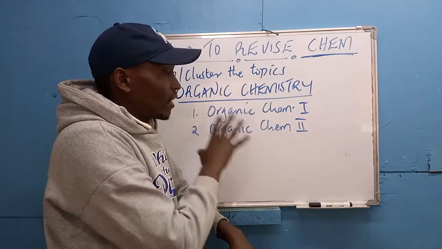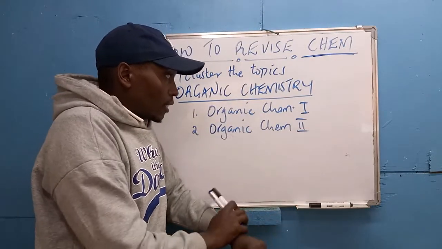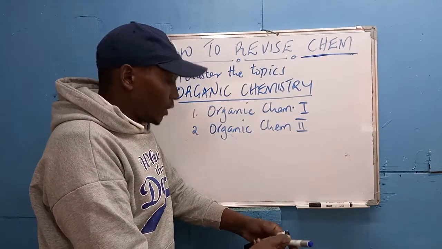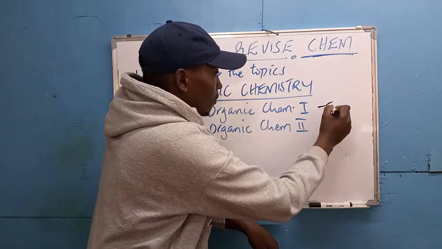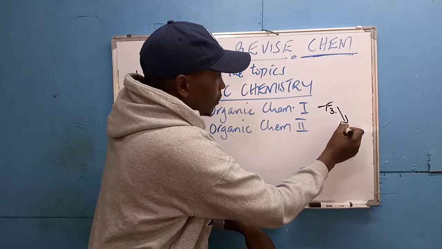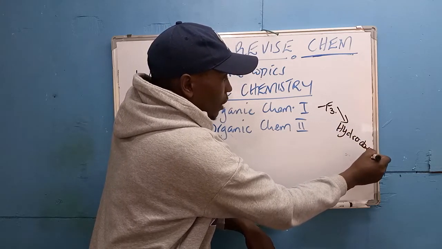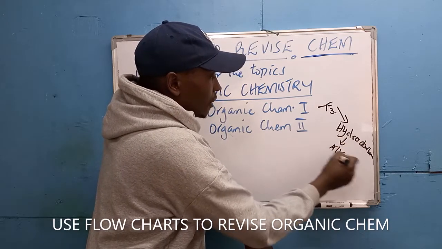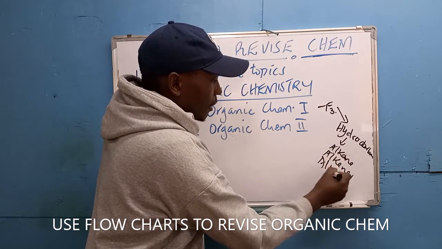And maybe the third category, organic chemistry. These are 2 areas that the student can cover at a go. Organic chemistry 1, remember, is Form 3 work. That is the study of the hydrocarbons. Be it the alkanes, this one covers the alkanes, alkenes, and alkynes.